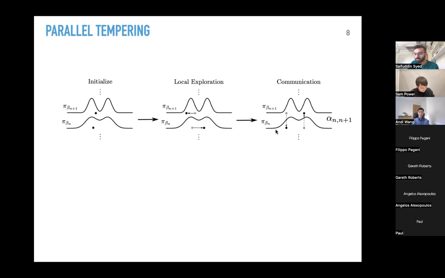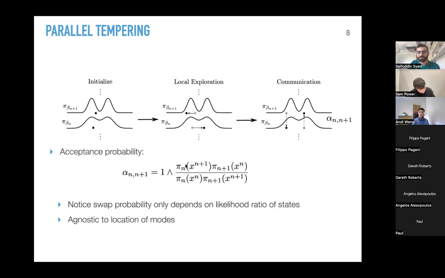And again, it's using the other, better-mixing distributions that are closer to the reference in order to do that. Also notice that the acceptance probability only depends on the height of the distribution rather than the location of the x's. In particular, these acceptance probabilities are agnostic to the location of the modes themselves, but they just care about whether you are in a mode or not.